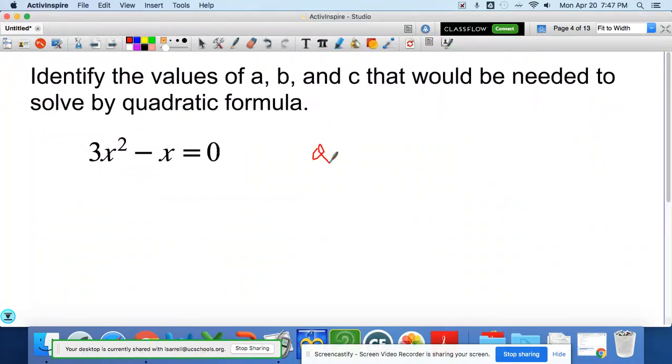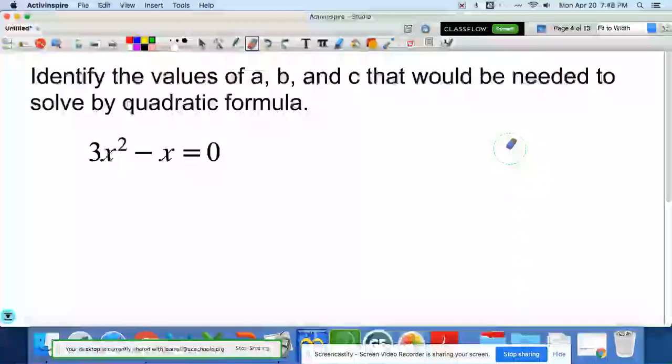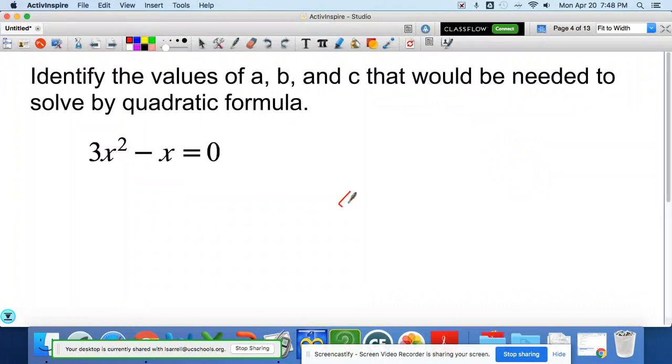Quadratic formula is ax squared plus bx plus c. Oh, pin. Not sure what's happening with the pin. But again, quadratic formula, let's try this. Ax squared plus bx plus c equals 0.